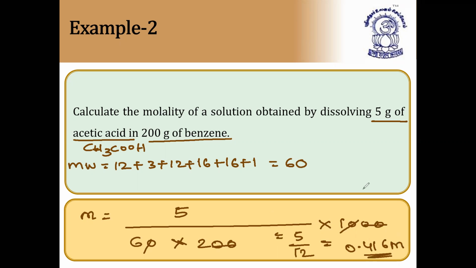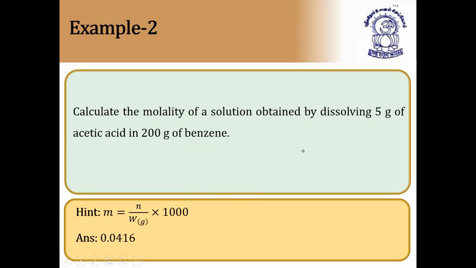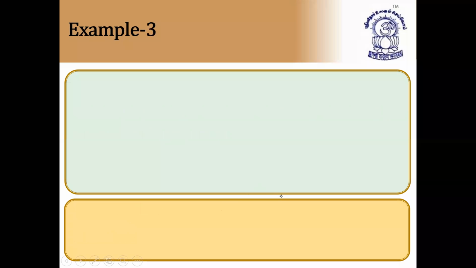Molal solution. Molal means small m. Here we should write small m, and in the previous one we have to write capital M, molarity. I hope this is clear for you. Next. So 0.416, 0.0416 exactly you'll get.